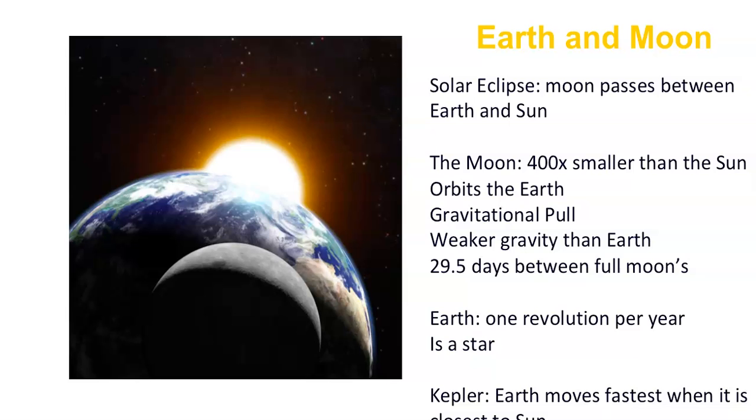Approximately 29 and a half days elapse from one full moon to the next. Take note that this is longer than the time it takes for it to complete its cycle of motion through the stars, which takes 27 and a half days. Earth completes one full revolution around the sun in 365 days, or 1 year.